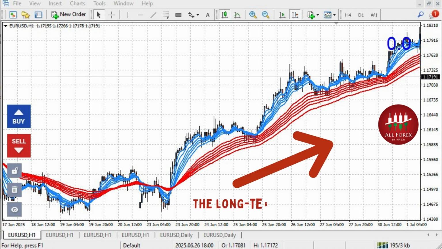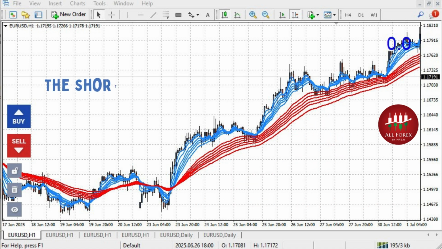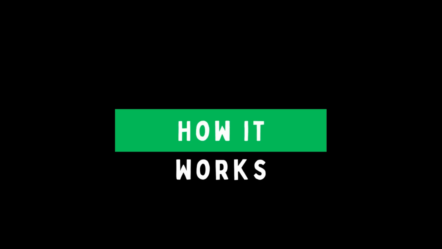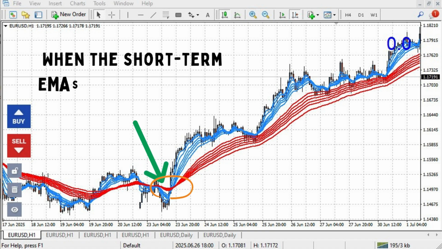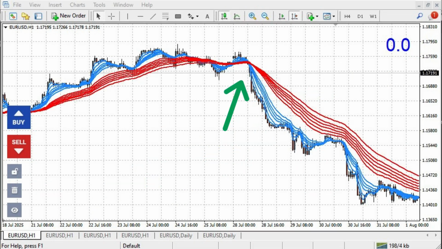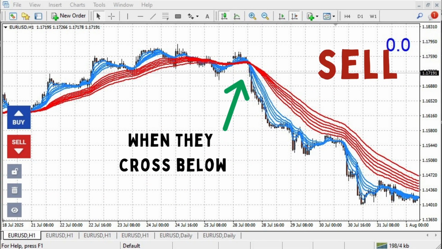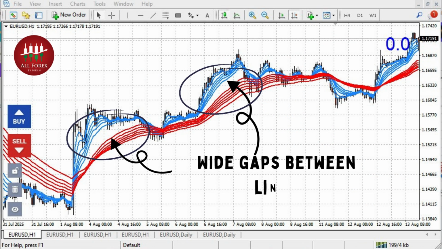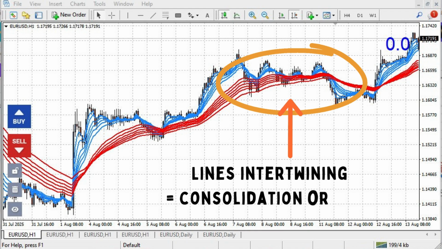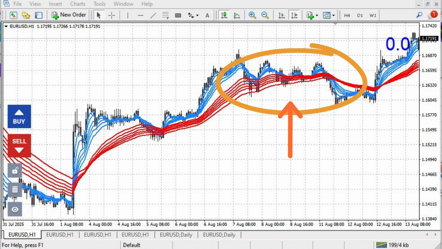The long-term EMAs show the trend. The short-term EMAs give entry signals. How does it work? When the short-term EMAs cross above the long-term EMAs, it's a buy signal. When they cross below, it's a sell signal. Wide gaps between lines equals strong trend. Lines intertwining equals consolidation or weak trend.